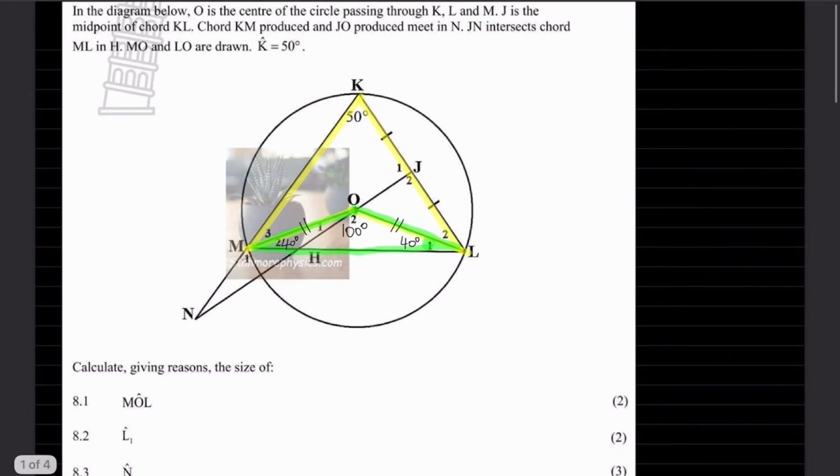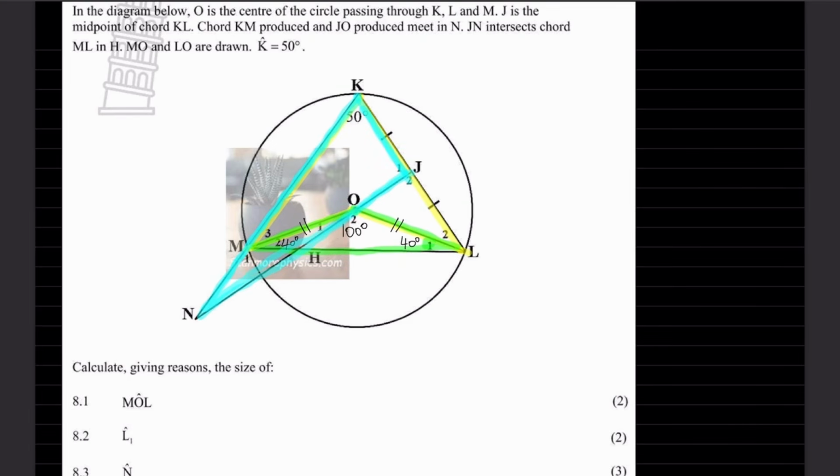Last question is to calculate angle N. Now to calculate angle N, since angle N lies outside of my circle, I can't really use any circle theorems. However, angle N falls within a triangle, this triangle right here. Now if we can figure out the angles in that triangle, then we can work out angle N.